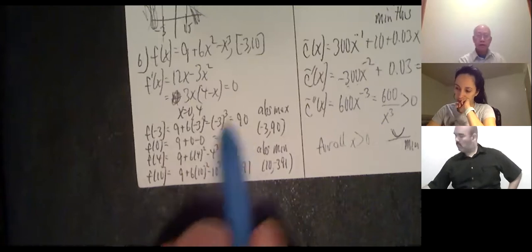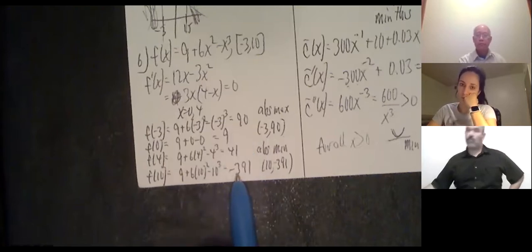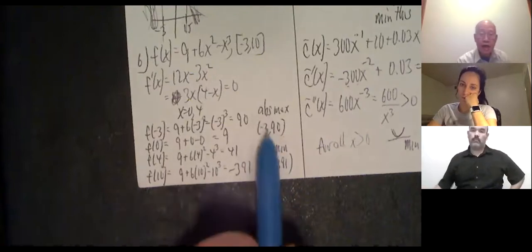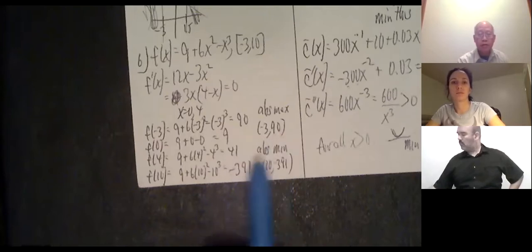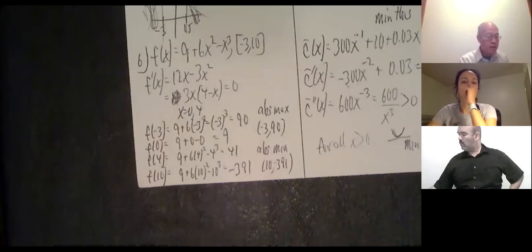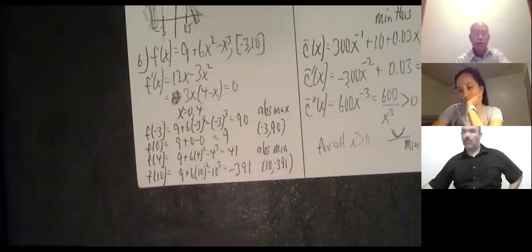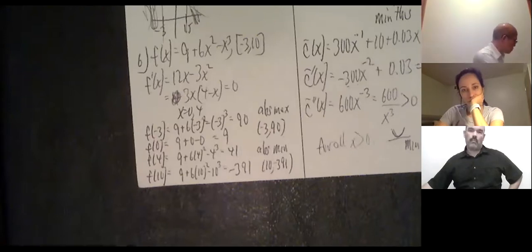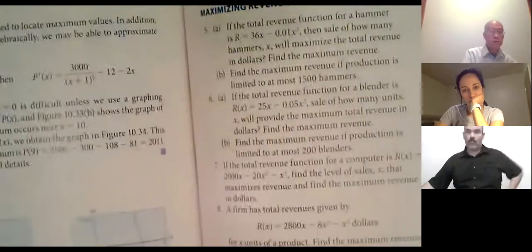Okay, then just look at these lists. Which is the highest and which is the smallest? 90, 9, 41, -391. So that looks like the highest. That looks like the lowest. So I'm going to say the absolute maximum at -3, 90. Absolute minimum at 10, -391. Okay. So that's it for that kind of problem. All right, so that's how you do those problems.